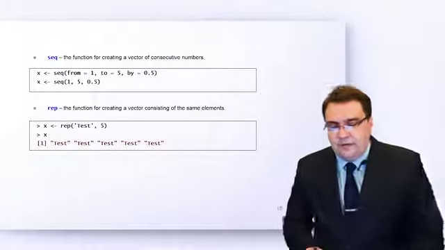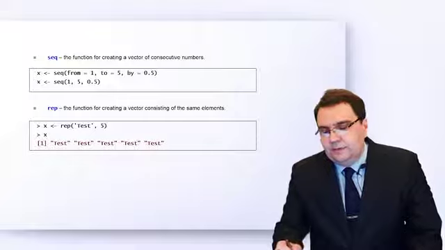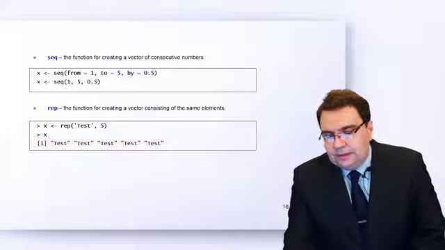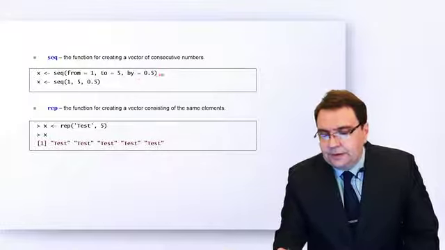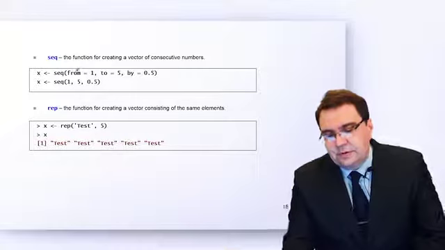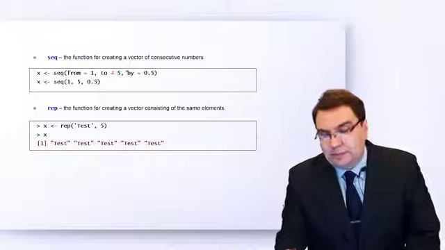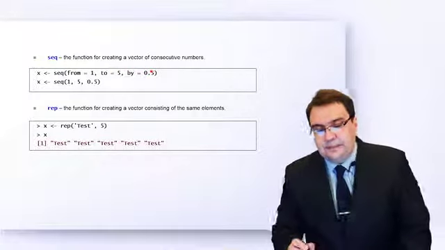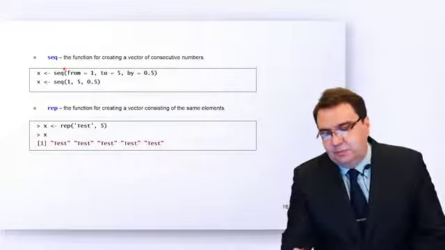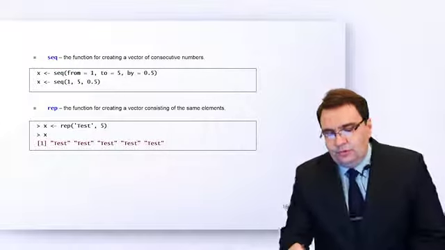An example of the seq function, which is also used for creating a vector of consecutive numbers. An example you can see here. It has 3 input parameters. The first 2 say from which element I should start, and then the ending element, like here, from 1 to 5, and then by step 0.5. You don't need to write the full parameter names, like from, to, by. If you just write them in order, it's enough. From 1 to 5 with step 0.5.